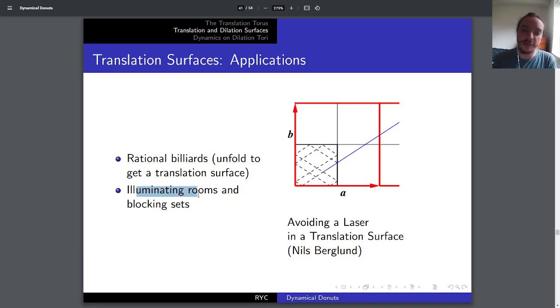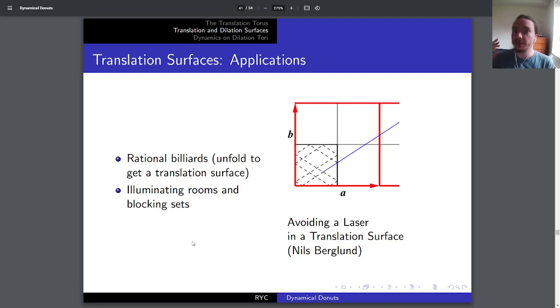We also have this problem of illuminating rooms. So, you imagine you have a room that has mirrors on all the walls, and you shoot a laser from some point. And your question is, does the laser hit every point in the room? Does every point in the room get illuminated? Well, it turns out that you can come up with rooms that don't have this property. So this is similar to the billiards problem where you have things bouncing off the walls. And there are some really, really interesting examples where you have rooms that are unilluminable. So, I encourage you to check these out.